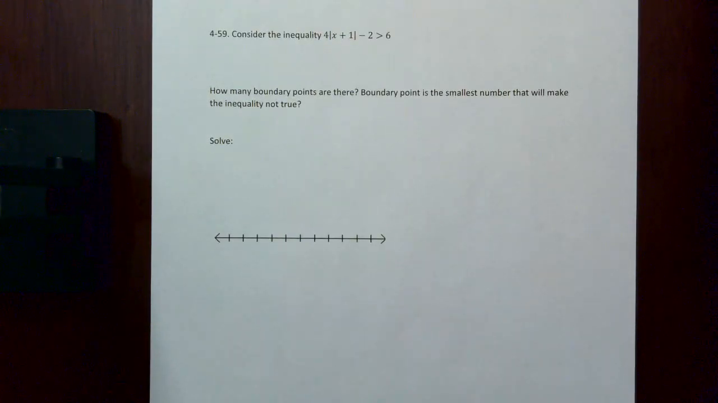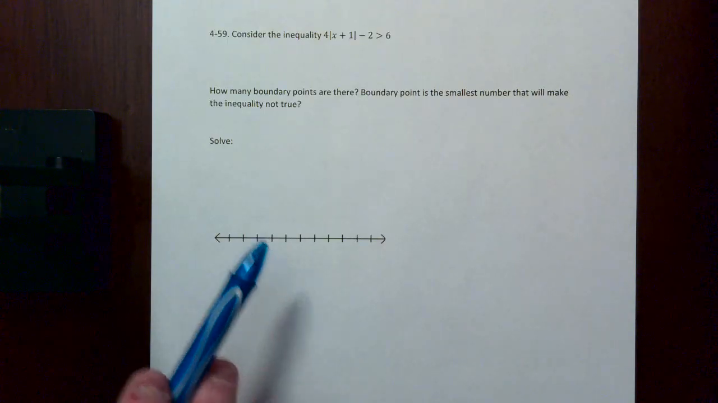So on the back side of your paper, you have a problem. It says consider the inequality: 4 multiplied by the absolute value of x plus 1, minus 2, is greater than the value 6. It's going to ask us how many boundary points there are, and the boundary point is the smallest number that will make the inequality not true. So we're going to go ahead and put those 3 steps to practice.